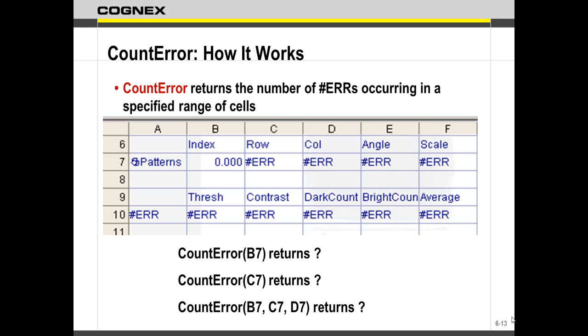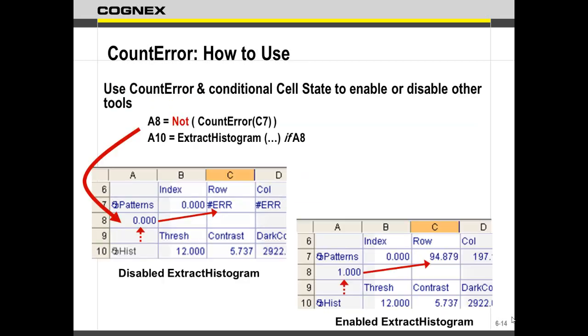So if I said count error of B7, what would it return? Actually, none. There's no errors sitting in B7. Now, if I said count error of C7, what would it return? 1. Exactly. And if I said count error of B7, C7, D7? 2. Exactly. Beautiful. So all that it's doing is counting how many pound errors you have within your set of cells. If it's not an error, it'll be 0. If it is an error, it'll be 1. So it's just saying, yep, I've got an error there, or, no, I don't have an error there.